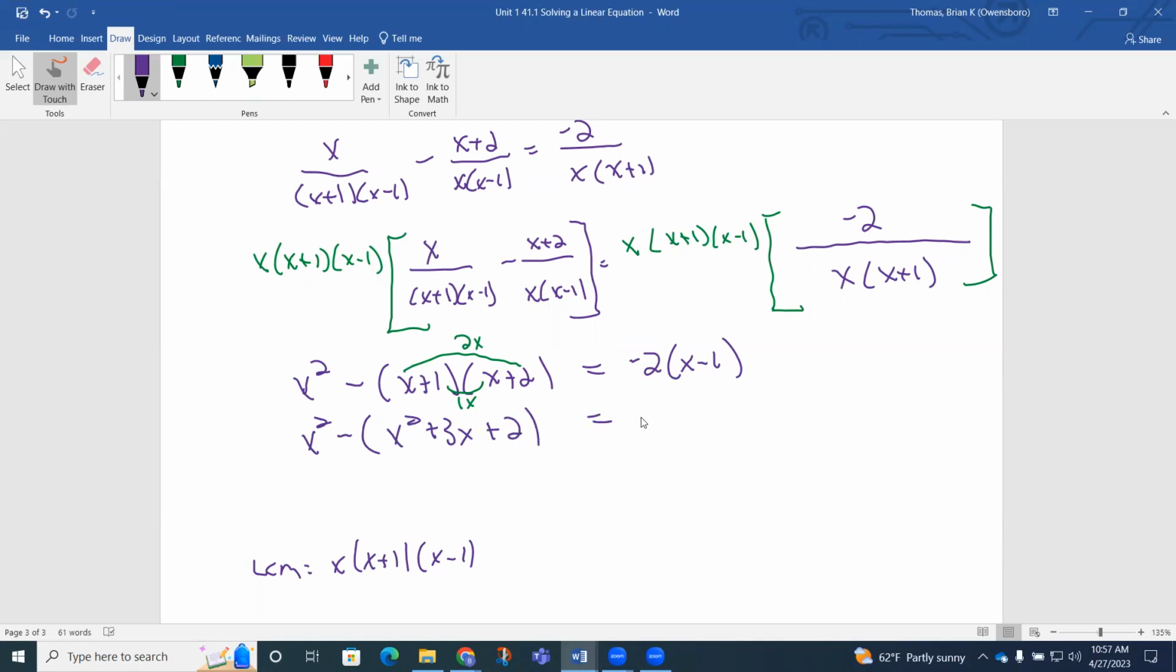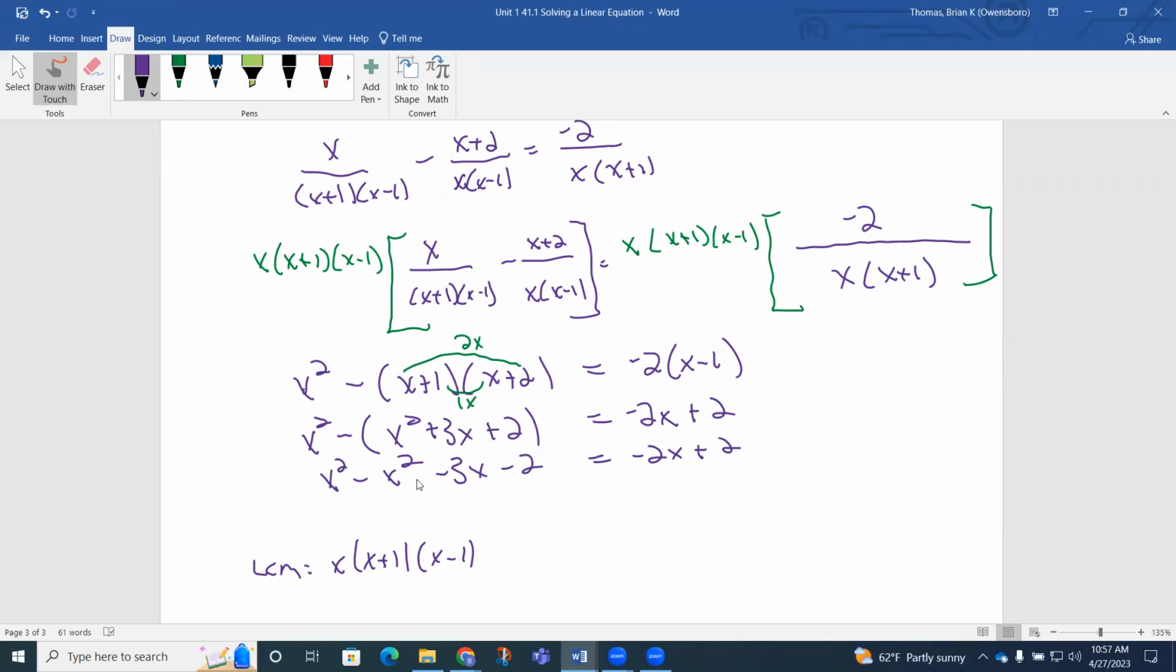I'll go ahead and multiply the negative 2 through. Negative 2x, and then negative 2 times negative 1 is going to be a positive 2. So remember, since there's subtraction present, we have to actually bring the subtraction sign through the parentheses and all the signs turn. So this is going to be x squared minus x squared minus 3x minus 2 is equal to negative 2x plus 2.